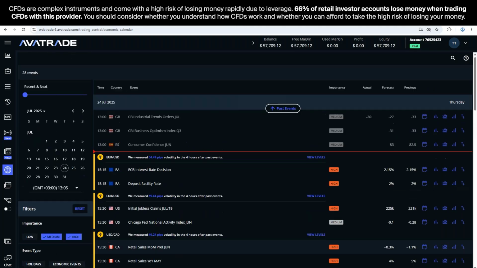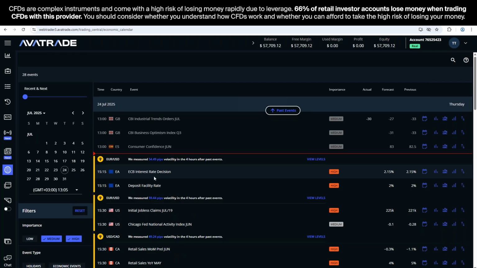So upcoming, we have an interest rate decision in the European Union, and after some lowering of rates in recent announcements, the expectation is the rate will be held the same. Okay, 2.15%. We'll see when the numbers come in.